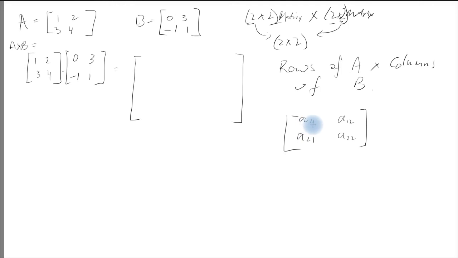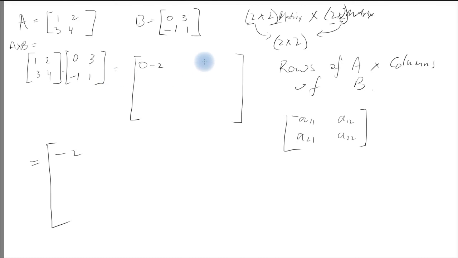Okay, so the first bit here that will go in this first spot, A11. So the first one is for the row 1 of matrix A, and then column 1 of matrix B. So row 1, column 1. So row 1 is 1, 2, column 1 is 0, minus 1. So we've got 1 times 0, 0, and 2 times minus 1, minus 2. So our final answer I'll put down here. So 0 take away 2 is minus 2.